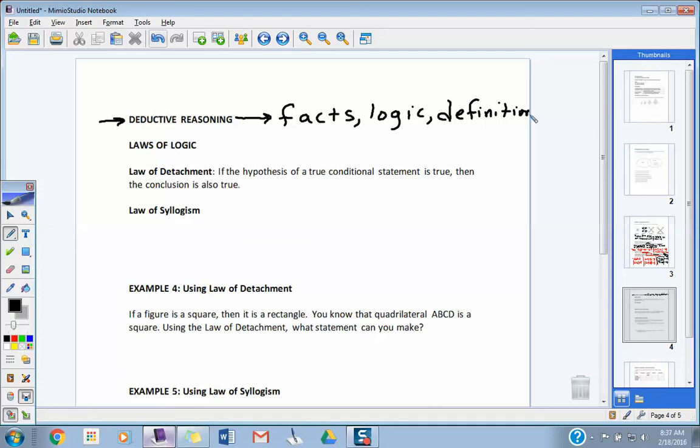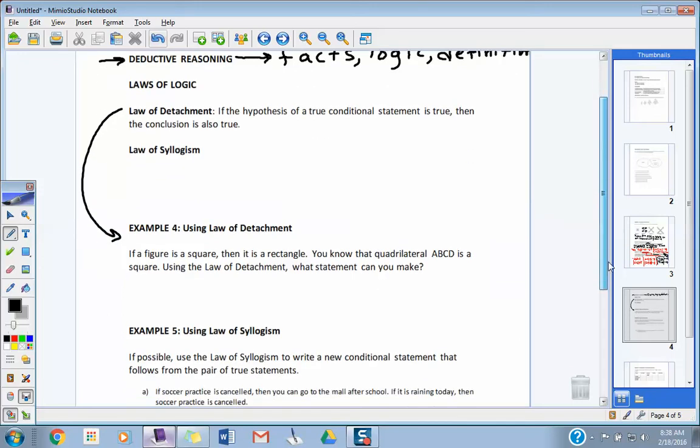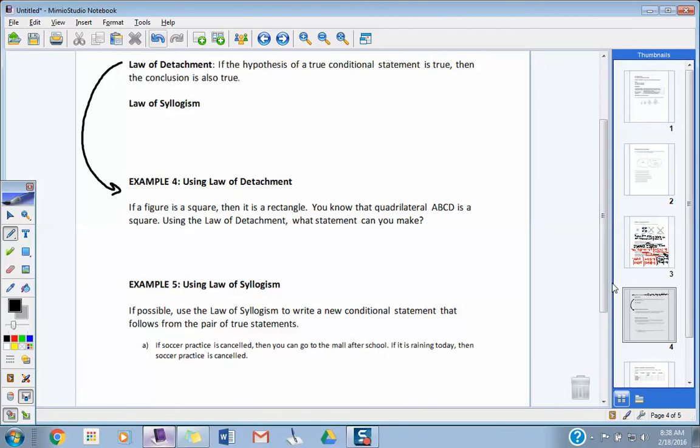And so I guess the first law of logic that relates to deductive reasoning is called the law of detachment. All right? I have a volunteer that would read what that definition is for me. Thanks, Carson. If the hypothesis of a true conditional statement is true, then the conclusion is also true. Okay, so if the hypothesis of a true conditional statement, so the if part, is true and the then part is true, then we can apply the law of detachment. So example 4 is an example of the law of detachment. Example 4 using law of detachment.